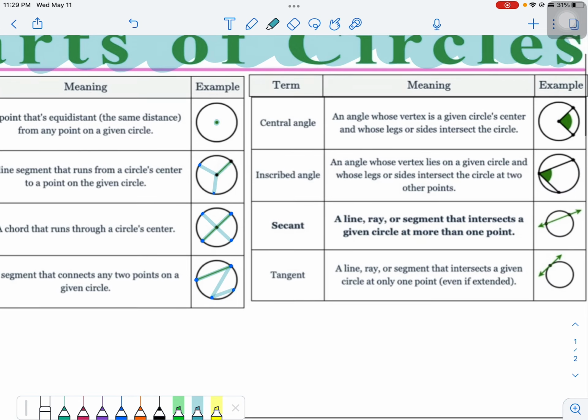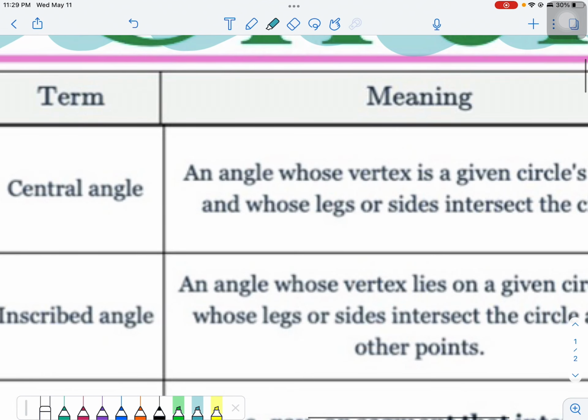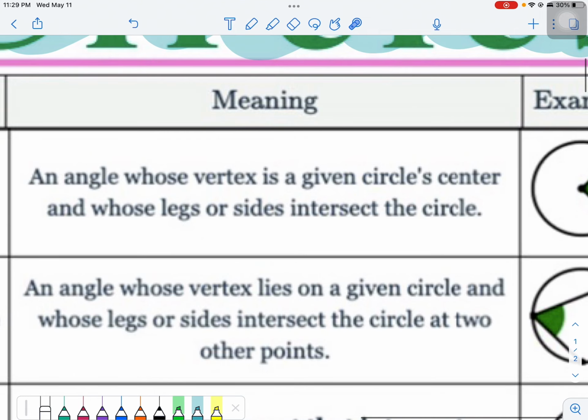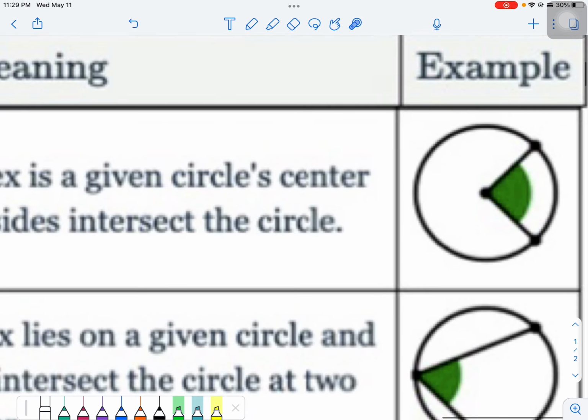Okay, four more terms. That's four terms, four more to go. Okay, next we have a central angle. A central angle is an angle whose vertex is a given circle center and whose legs or sides intersect the circle.